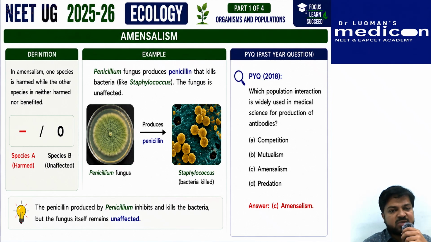Penicillium fungus produces penicillin that kills bacteria like Staphylococcus. The fungus is unaffected. Here, the penicillin produced by the Penicillium inhibits and kills the bacteria, but the fungus itself remains unaffected. PYQ, you can see here.